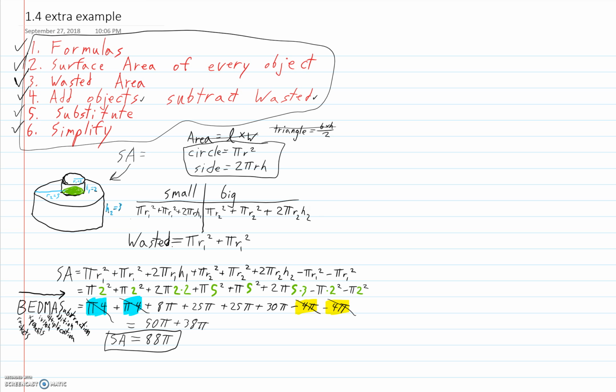So we started with formulas right here. Then we found the surface area of every object right here. Then we found the wasted area right here. Then we added objects and subtracted wasted right here. Then we substituted in right there. And then we simplified until our answer right there. Okay, so 1, 2, 3, 4, 5, 6. Every question with surface area can be answered if you take these steps one at a time. Good luck.